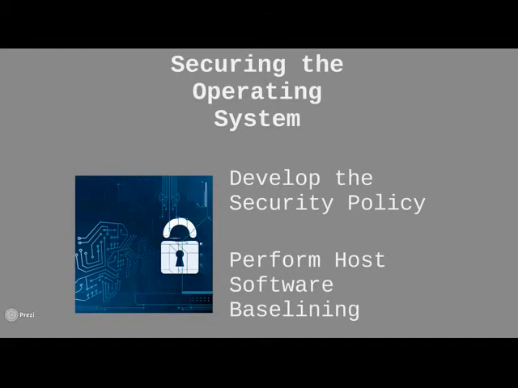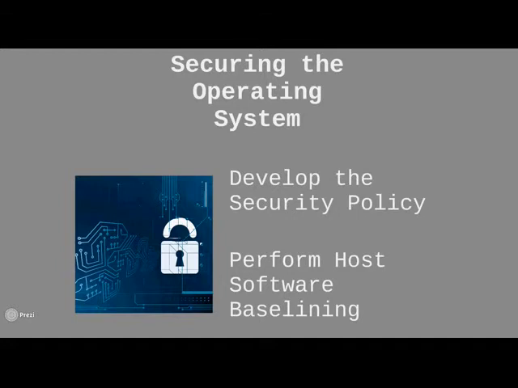Almost all of these devices have some sort of operating system that also needs to be secured. One of the first steps in securing the software operating system on a device is a security policy document that clearly defines the defense mechanisms an organization will employ in order to keep the information secure. To do this, you need to perform some kind of host software baselining so that once the policy has been created, the baseline is established.